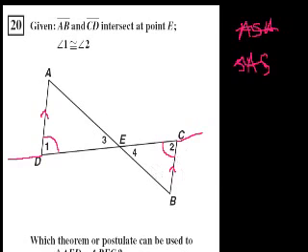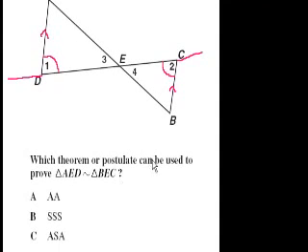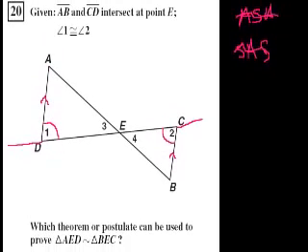But anyway, I don't know if that's at all useful. What are they going to ask us? Which theorem or postulate can be used to prove that AED is similar to BEC? Okay, so let's see. Similar, so I didn't have to even say that those are parallel lines. So what do they tell us at the bottom? They intersect at point E.